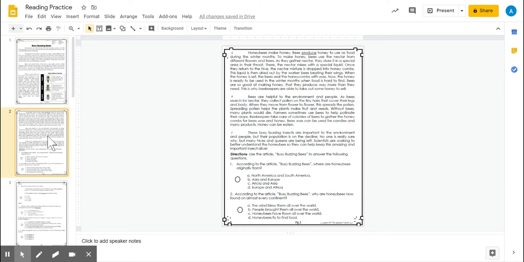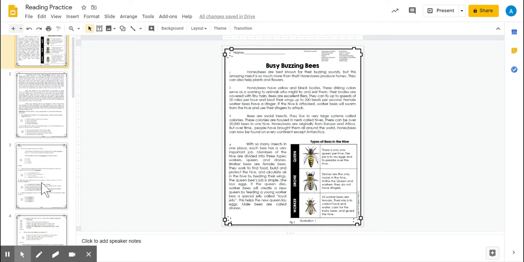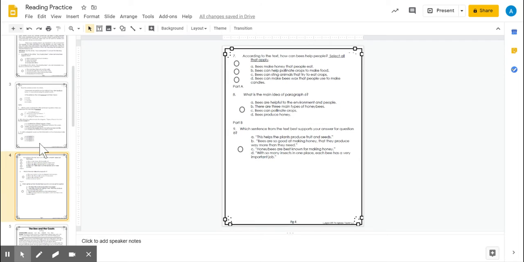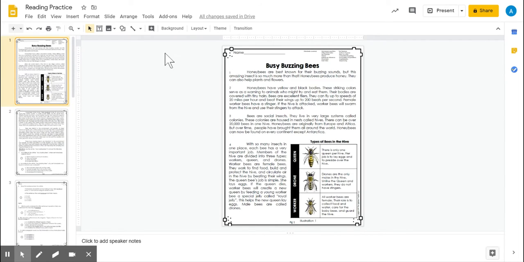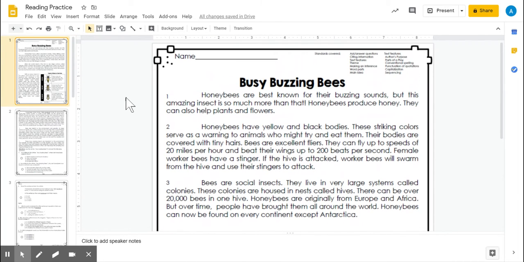And it's only about a page and a half, but it has a lot of really good information. And then you're answering questions on slides 2, 3, and 4. And we'll talk about those a little more in a minute. Remember to zoom in to read the article better. You click on the magnifying glass, and I'm going to put it on a 100 so we can see it better. And remember all our different strategies.